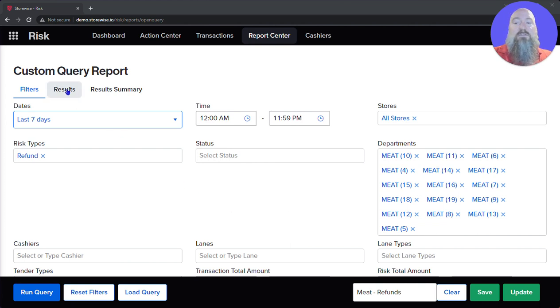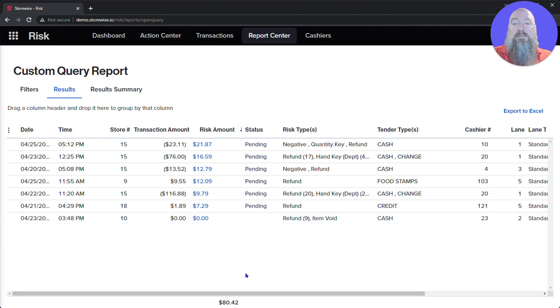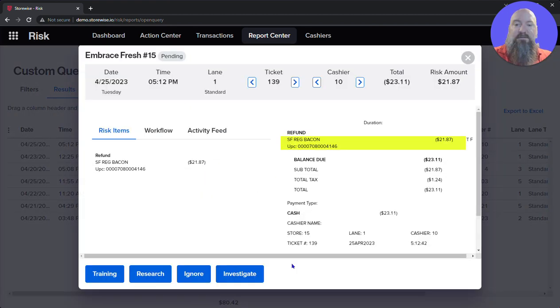So we'll go over here to the results. And here, looking at these transactions, I'm just going to pick a couple. We'll just do whatever this top one is real fast. Oh, bacon. Who doesn't love bacon, right? But it was refunds. So the question here might be, is there an issue with our coolers? Is there an issue with the product?